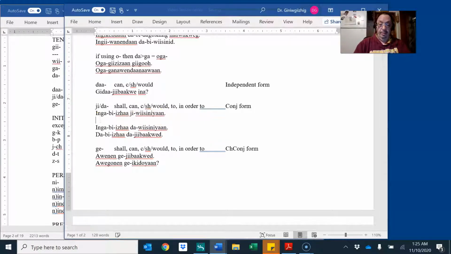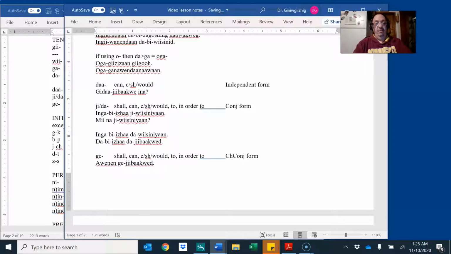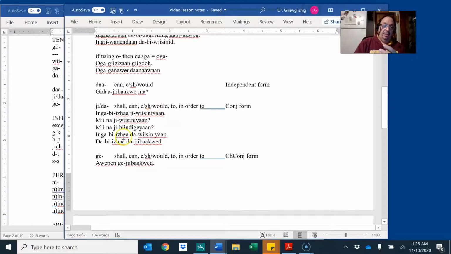Oh, here's a cool one. Ina. Is it so that I can eat? Jiwisinian. Can I eat? Mina jiwisinian. No, he hasn't said invocation yet. Here's another cool sentence. Mina ji bindigeyan. Is it so that I can come in? You're supposed to say that at the wigwam door. That's what vampires do too. Yeah, they can't come in unless you ask them in. Just kidding. Minachi bindigeyan. Can I come in? Is it so that I can come in?